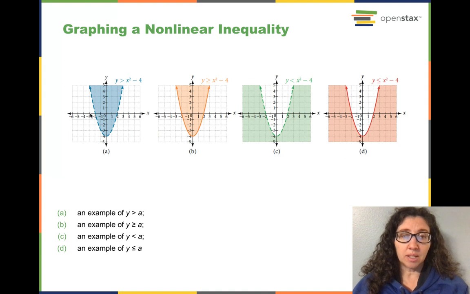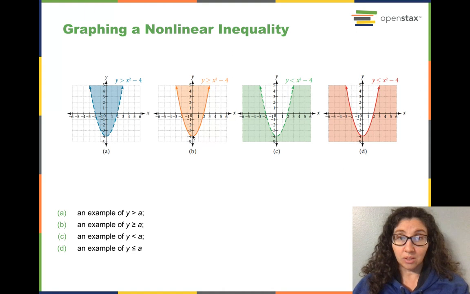So notice some of these have a dotted line, and some of them have a solid line. Right? The dotted line is if it's just greater than or less than. Okay, so things on this line are not included in the shaded region if it's dotted, right? So like, if x is 0 and y is -4, -4 greater than -4, that's not true, so it's not included, right? So things on this dotted line are not included in the shaded region, which would be the region that satisfies this inequality.